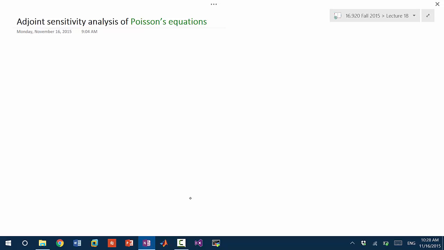We can also do the same thing for differential equations. So here I'm going to give you an example of the Poisson's equation. Instead of a linear system, I get, let's say, the Poisson's equation. I have the divergence of A times the gradient of U equal to F.